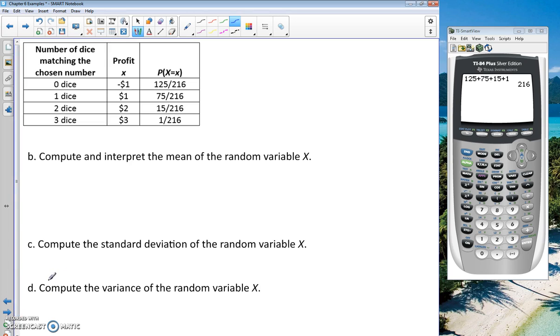So part B, we want to compute and interpret the mean of the random variable. Be careful here what you're putting in there. We're trying to find the mean, so we're trying to figure out what our profit is over time. That's what we're working with, so that's going to go in L1. And then our probabilities are what's going to go in L2 this time.